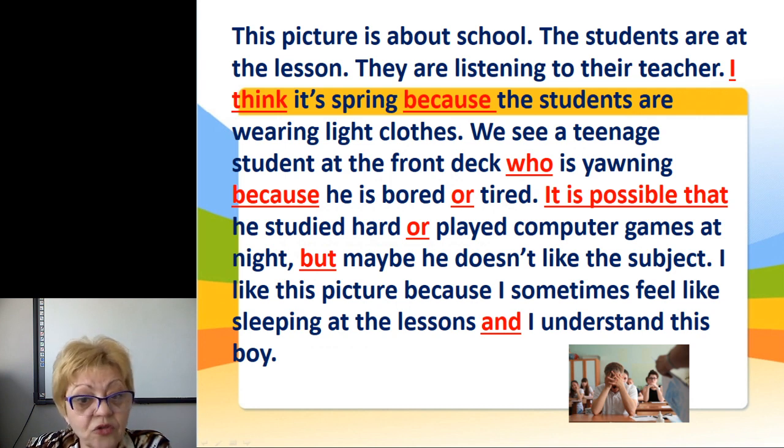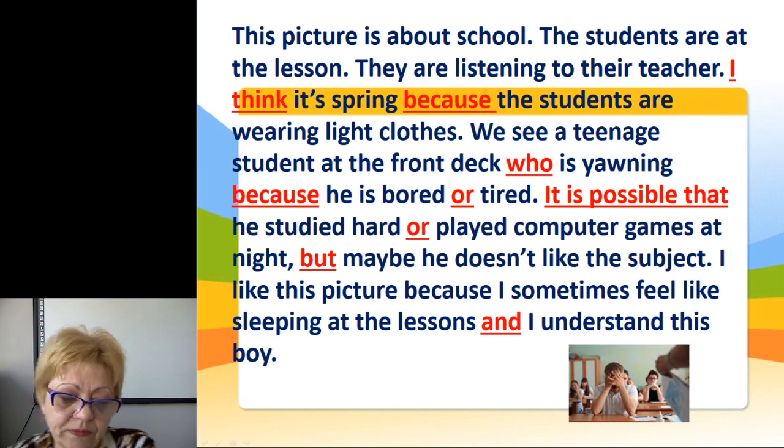I think it's spring because the students are wearing light clothes. We see a teenage student at the front desk who is yawning because he is bored or tired. It is possible that he studied hard or played computer games at night, but maybe he doesn't like the subject. I like this picture because I sometimes feel like sleeping at the lessons, and I understand this boy.